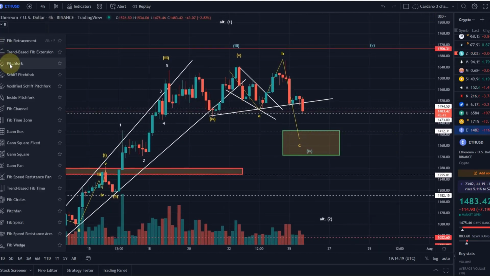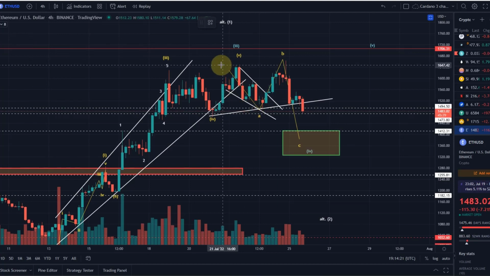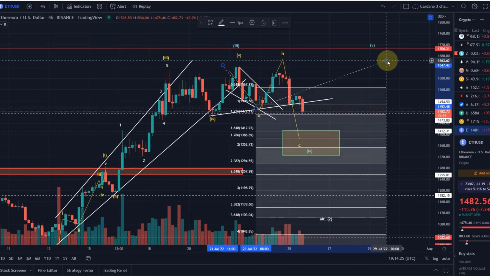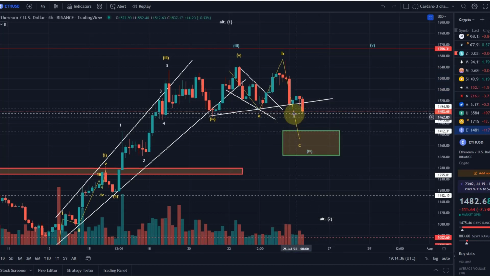The other way to calculate the target is based on the length of the wave A, adding it to the high of the wave B, and that is then the 1.618 extension, which is here the 1412 level. So basically between, let's say, 1320 and 1412, that's where I would expect primarily the price to get into and reverse. At the moment, we want to take a look in this video at the sub-wave counts of all of this. So where are we at the moment?